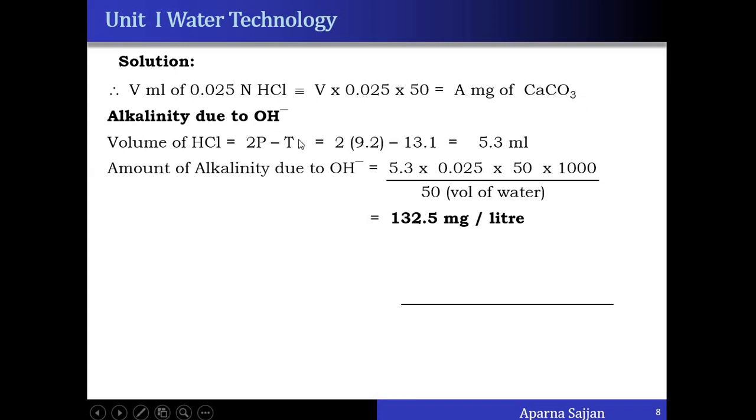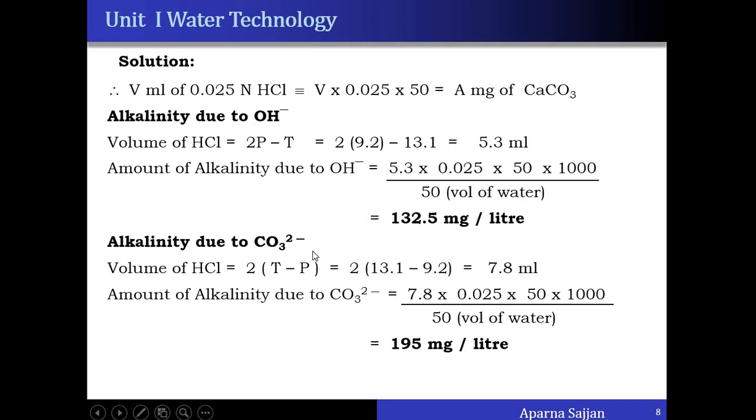We know the volume of acid under the condition P greater than half of total. For hydroxide alkalinity, it is 2P minus T. The answer is 5.3. So volume of acid 5.3, normality of acid 0.025, equivalent weight of CaCO3 50, into liter conversion 1000 upon volume of water titrated. The answer is 132.5 milligrams per liter.